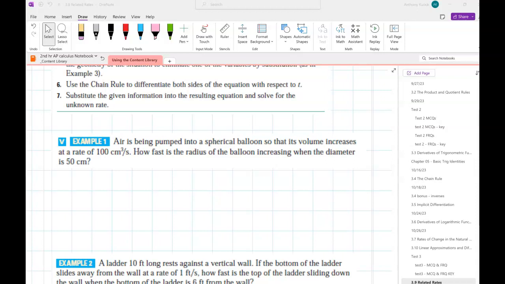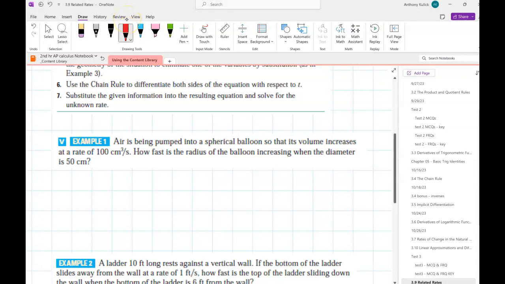So our first example says air is being pumped into a spherical balloon so that its volume increases at a rate of 100 cubic centimeters per second. How fast is the radius of the balloon increasing when the diameter is 50 centimeters?